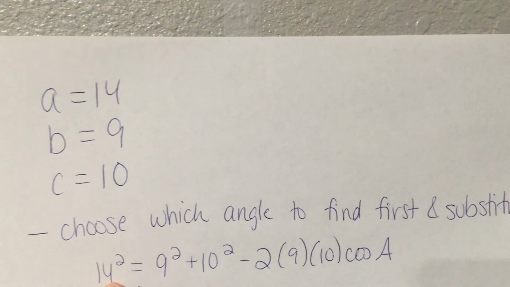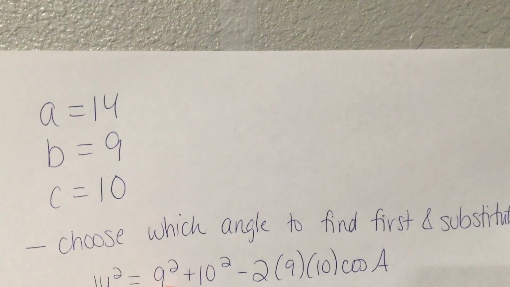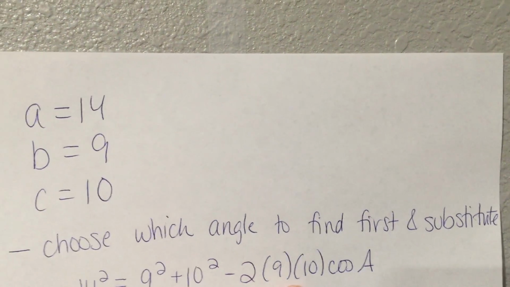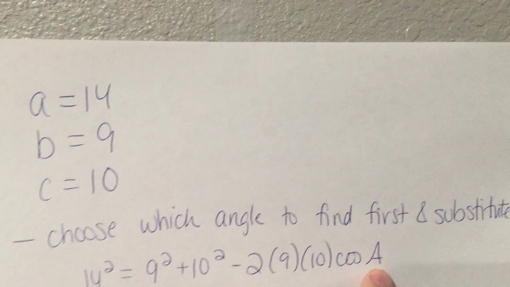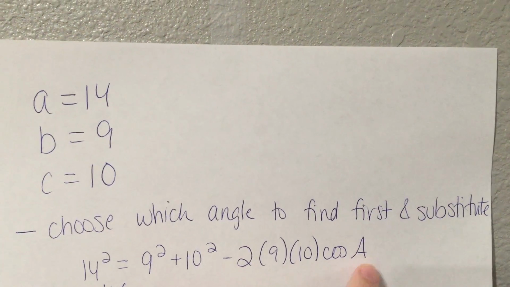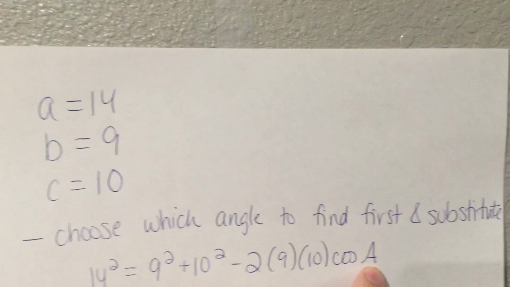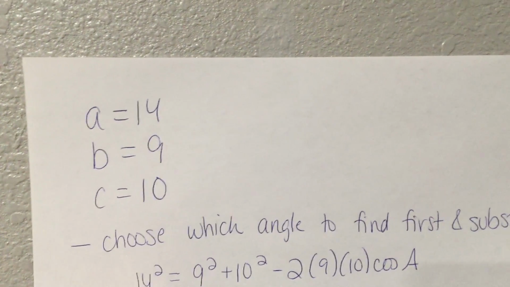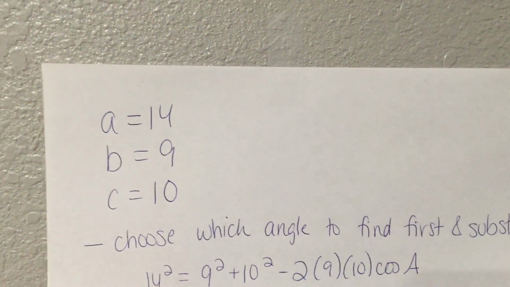So I substituted 14 squared equals 9 squared plus 10 squared minus 2 times 9 times 10 times the cosine of angle A. Now you can tell I'm looking for angle A because that's the letter I put here and that's the information I put at the beginning. These two will be the same letter.